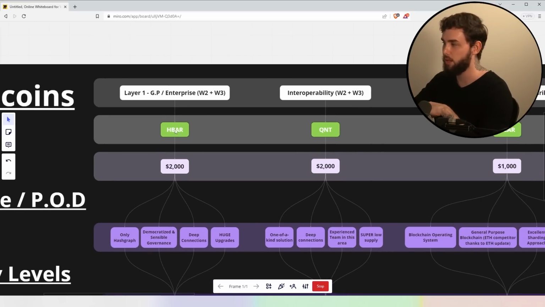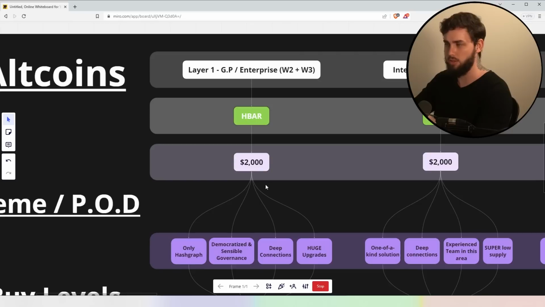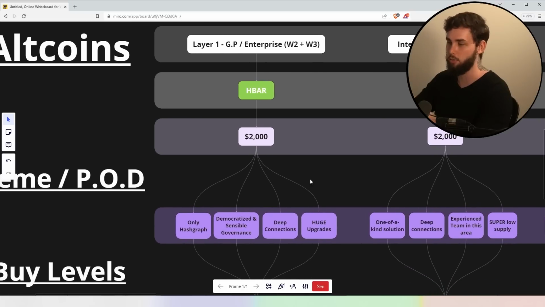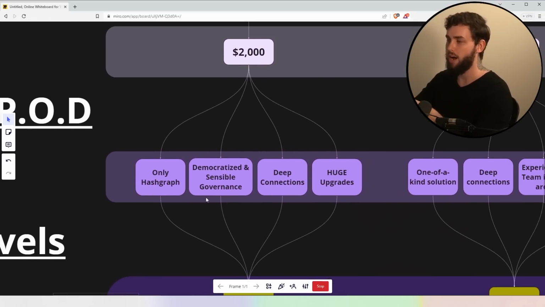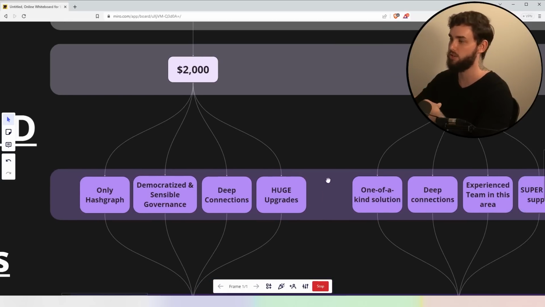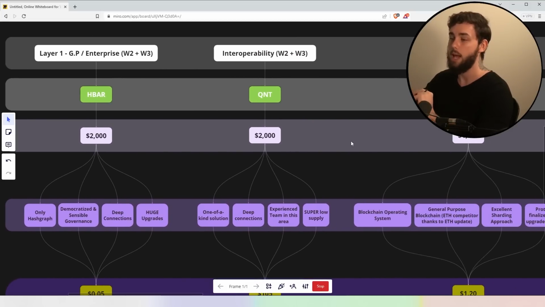Again, I've labeled them the colors depending on what they fit into, which is a layer one, somewhat of a GP or general purpose network, focusing on enterprise and Web2 to Web3, okay? There's a lot going on with HBAR, but nevertheless, I'm gonna put $2,000 into this project, so that's quite a large amount, right? But the reason is the point of difference, it's the only hashgraph, right? It's got a democratized and sensible governance structure. It's got very deep connections and huge upgrades are on the way, which ultimately could push the price up dramatically in 2025, okay? And next up, we have Quant.